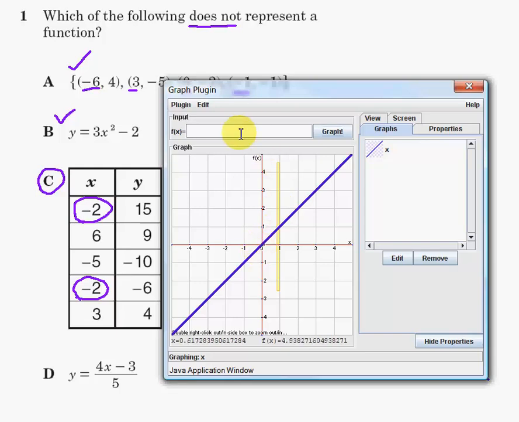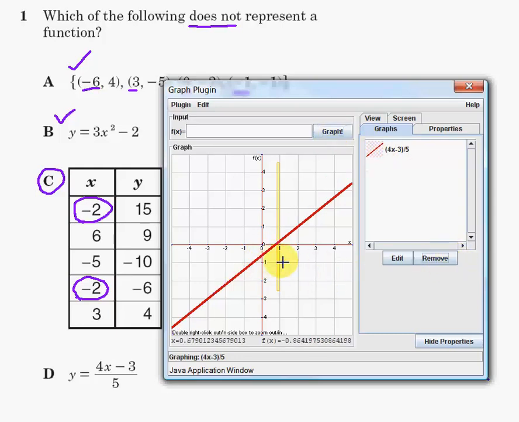So we want to put this one in. We will need parentheses around the numerator, and then my denominator. Okay, exactly what we expect.